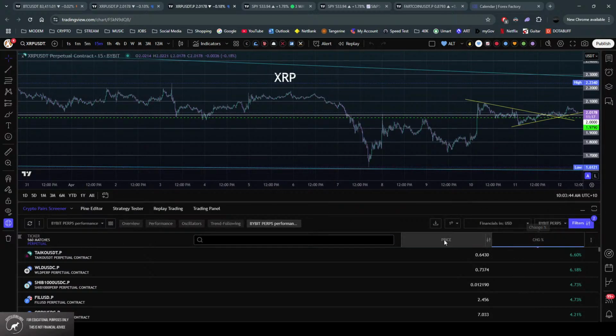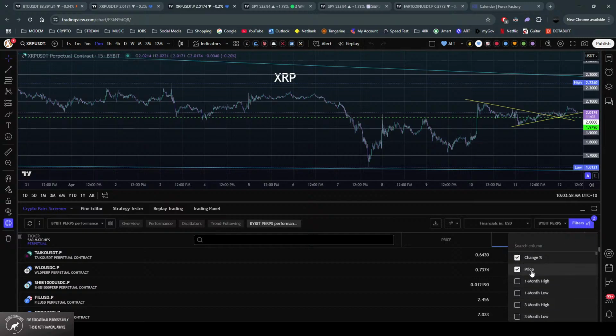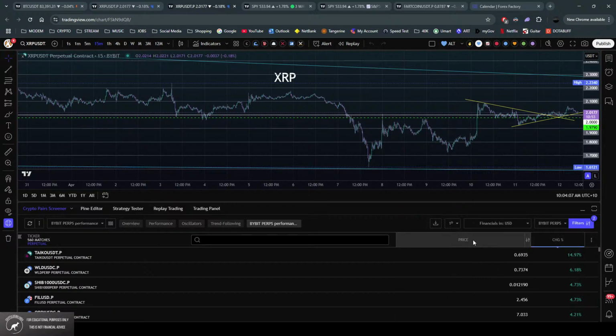And then I just arrange the columns. There should be a way to edit. I think it's maybe these dots. Column setup. I've got everything turned off except for price and change percent. Probably don't even need price on there, but I just have it on there anyway. And then what I'll do is arrange the list by performance. And something is already screaming out of the gate.